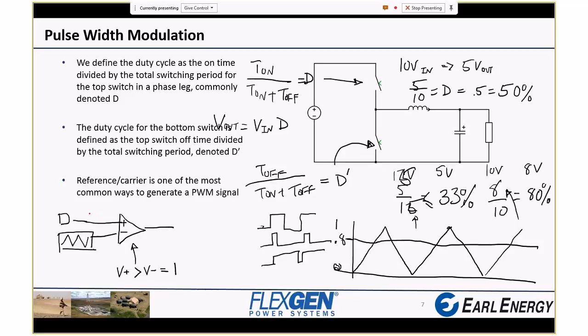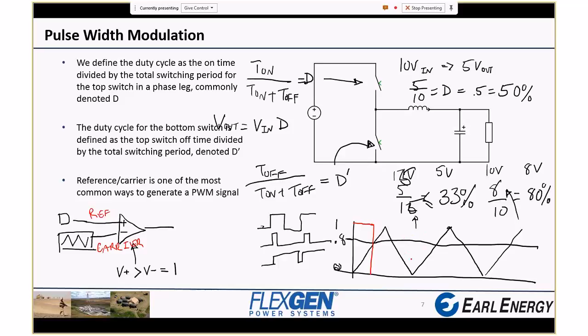Let's write this in here. D is the reference. The triangle wave is the carrier. So the reference is greater than the carrier, so the output is positive, is 1. And that would be controlling this top switch, remember. In this second time period, the carrier is greater than the reference, so the output goes to 0.